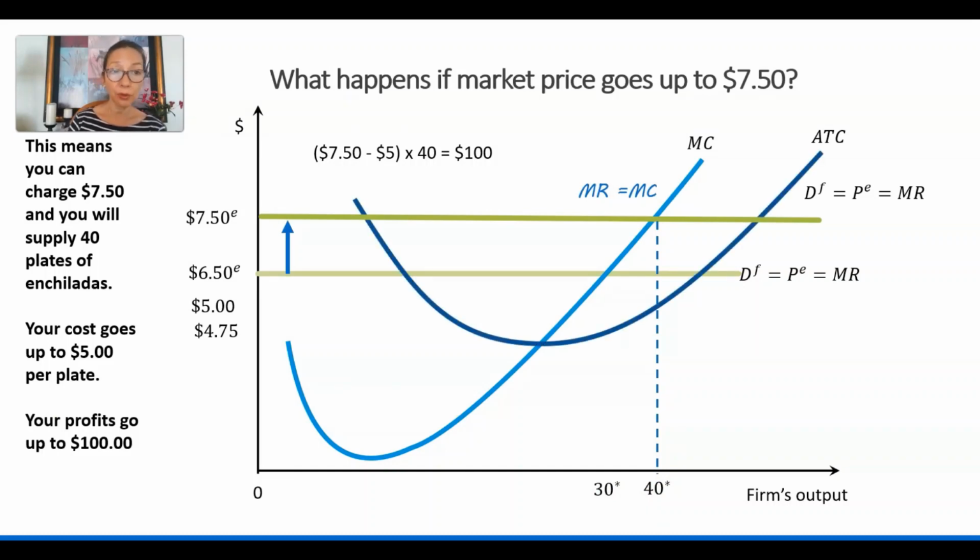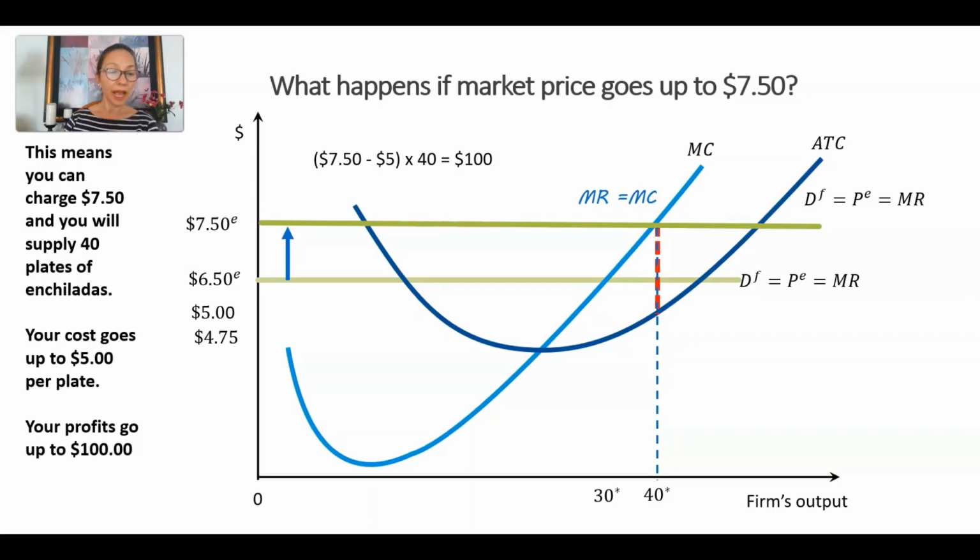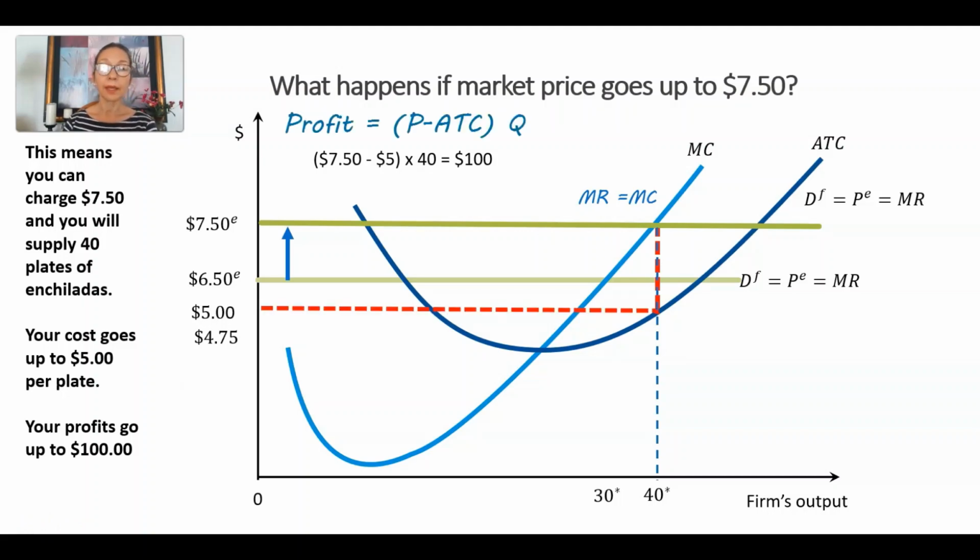We'll layer on our average total cost curve, and we will see that at 40 units of output, average total cost is going to be $5. And our profit will be $7.50 minus $5, gives us $2.50, times 40 units, and that shows us that our profit will be $100.